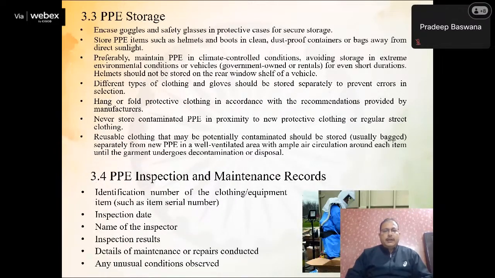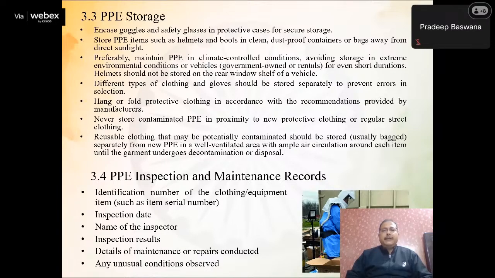PPE storage. In this case also it is very much evident, because we are discussing that part, that generally all the PPE is kept, and we generally use it only in mock drills, so it is kept for a long time. So there are certain SOPs which we have to focus upon. What are the SOPs? Encase goggles and safety glasses in protective cases for secure storage so that they shouldn't be broken. Store PPE items such as helmets and boots in clean, dust-proof containers or bags away from direct sunlight.